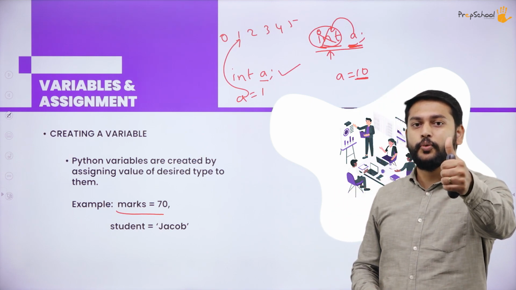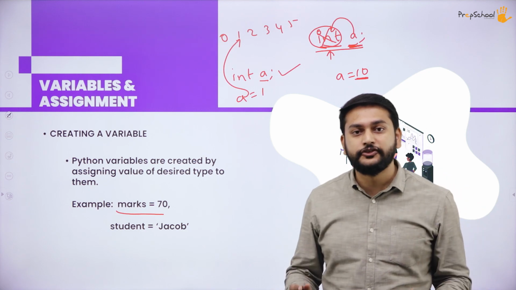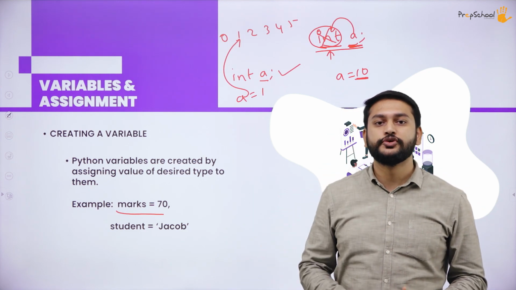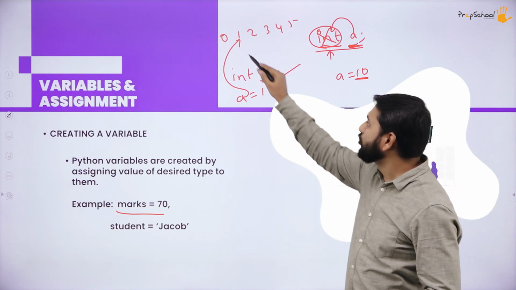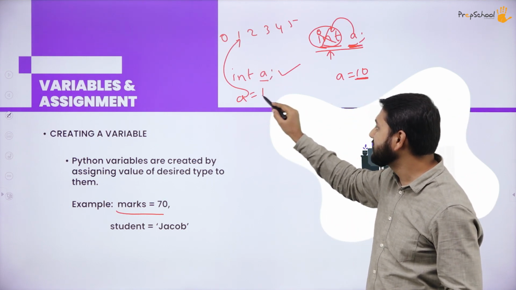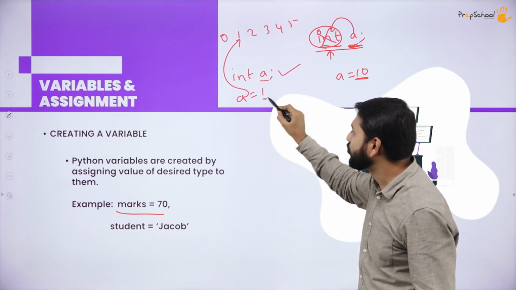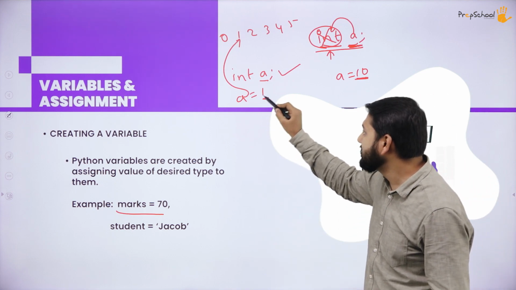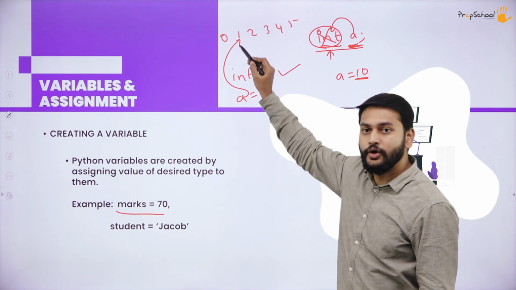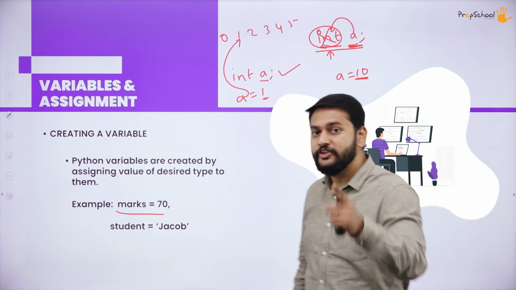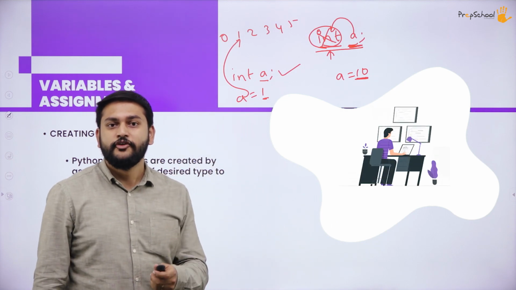So I will repeat: point number 1, you don't have to specify the data type. Point number 2, you have to assign the value as soon as you create the variable. When it comes to integers, you will be storing the reference. Even if you write a is equal to 1, internally you will have the reference of this 1, the address of this 1. Only for integers. Please make a note of it.